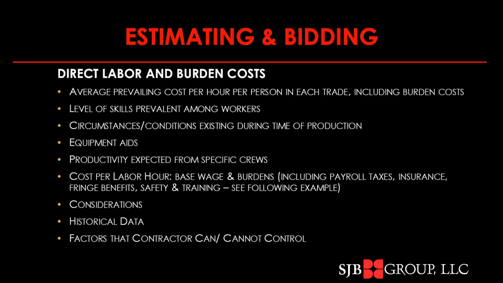Direct labor and burden costs. For a given project, we need to look at the average prevailing cost per hour per person in each trade, including the labor burden costs. We need to evaluate the level of skills prevalent among the workers required for the project. We need to consider circumstances and conditions that exist during the time of our project.